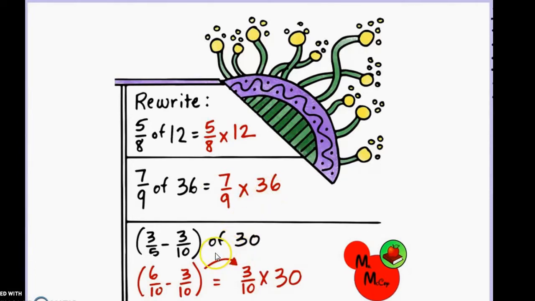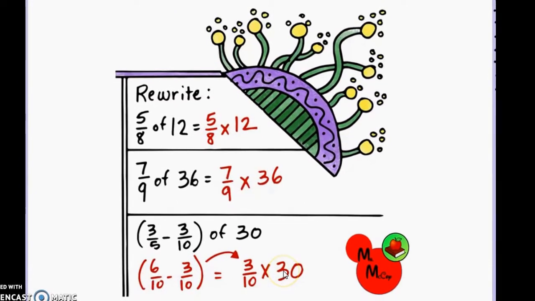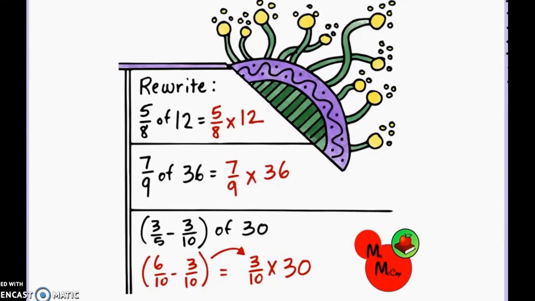Okay, this one is a little more complicated. 3/5 minus 3/10 of 30. So you would simply find out what 3/5 minus 3/10 is. In this situation, it's 3 over 10 times 30. That's how you would write that.